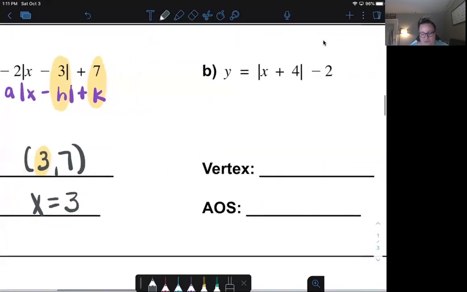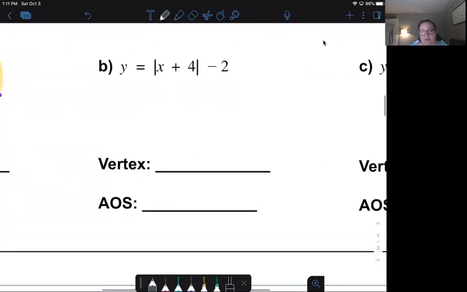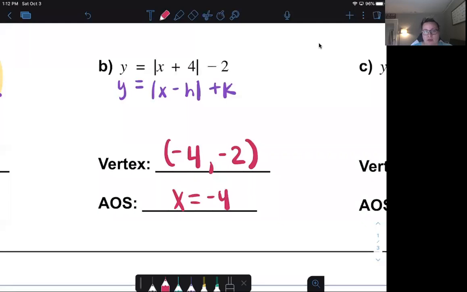All right, now it's your turn. Look at part B. y equals the absolute value of x plus 4, minus 2. Go ahead and identify your vertex and your axis of symmetry. All right, so your vertex should be (-4, -2). Your axis of symmetry should be x equals -4.